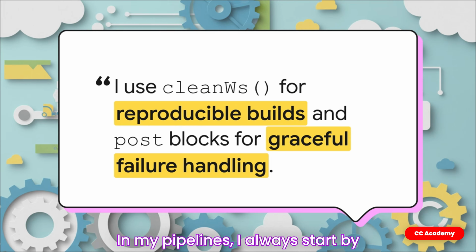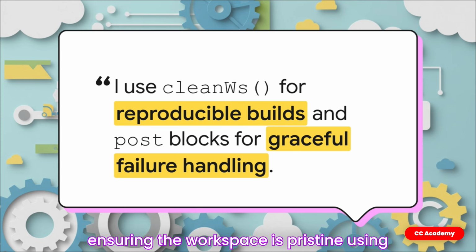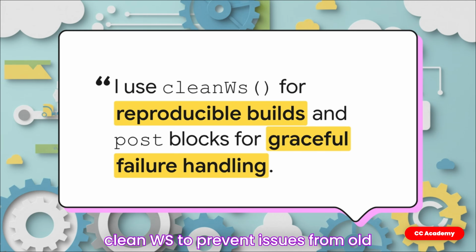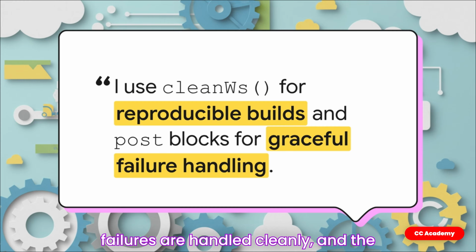In my pipelines, I always start by ensuring the workspace is pristine using Clean WS to prevent issues from old builds. For failure handling, I use a layered approach, post blocks in declarative or try catch in scripted as the foundation. On top of that, I integrate automated notifications for immediate feedback, use the retry step for transient network issues, and catch error to handle non-critical failures gracefully. This whole strategy makes sure our builds are reproducible, failures are handled cleanly, and the team always knows what's going on.